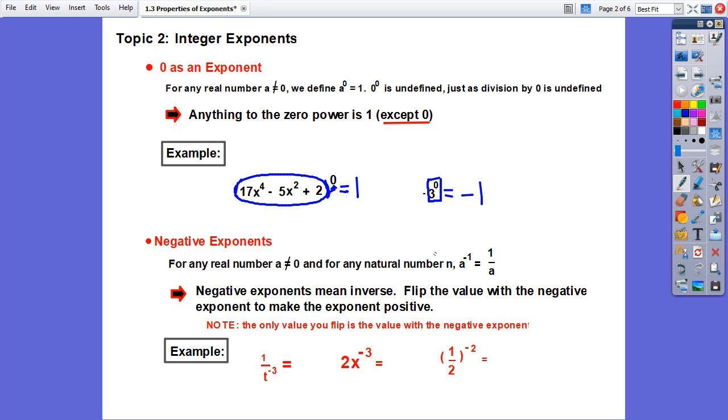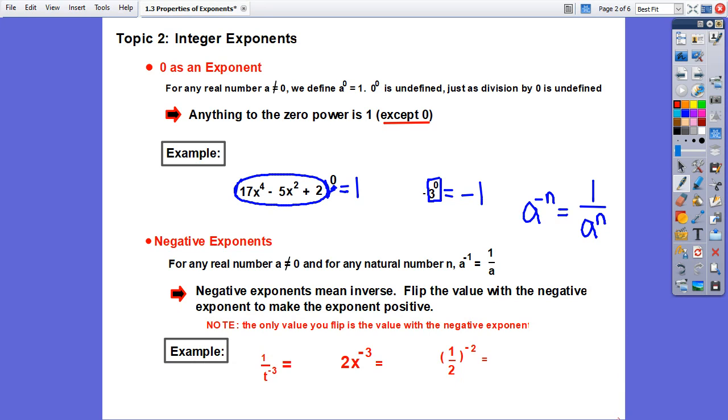The second property for integers that we'll look at is negative exponents. For any real number a other than 0, for any natural number n, what we have here is a to the negative whatever it may be n. In this case, for the example, I put 1. But if we have a to the negative n, that is equivalent to 1 over a to the positive n.